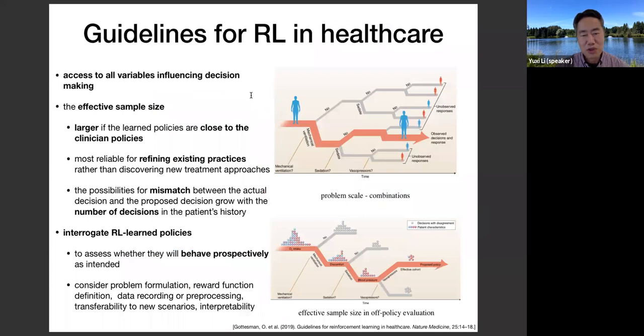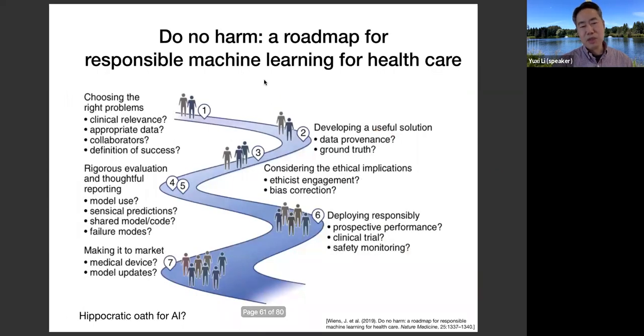And some people summarize guidelines for reinforcement learning in healthcare, but probably that's also interesting for other applications. Basically, it suggests access to all variables influencing decision making, and to look at the effective sample size. Big data is big data, but we want to use the effective data, not just big data. We want to interrogate reinforcement learning policies to behave prospectively as intended. And people discuss doing no harm. It's for healthcare, but I think that's also for AI.